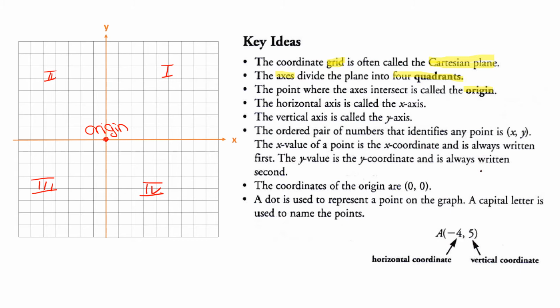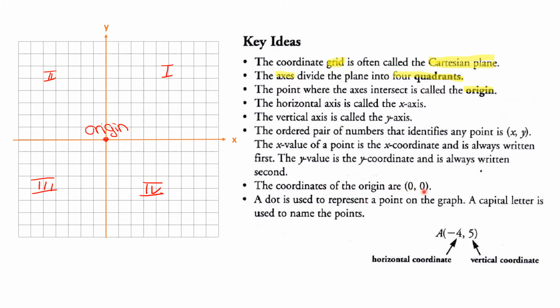The next bullet, the ordered pair of numbers that identifies any point is (x, y). X is first, y is second. The term ordered pair is pretty formal. We don't use it too much, but I might call that just a point or a coordinate, but we have to put x first and then y. The x value of a point is the x coordinate and is always written first, always. The y value is second. It's alphabetical here. Don't mix them up.